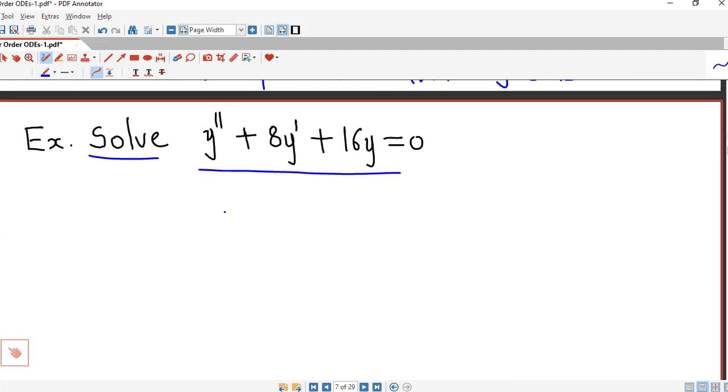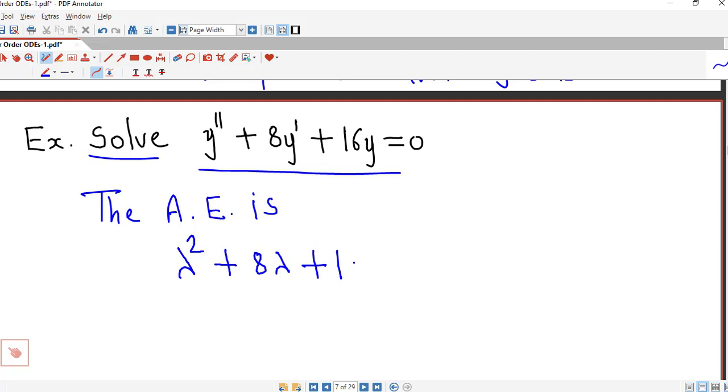Now we consider this problem. So first we should write the auxiliary equation. The auxiliary equation is lambda square plus 8 lambda plus 16 equal to 0.